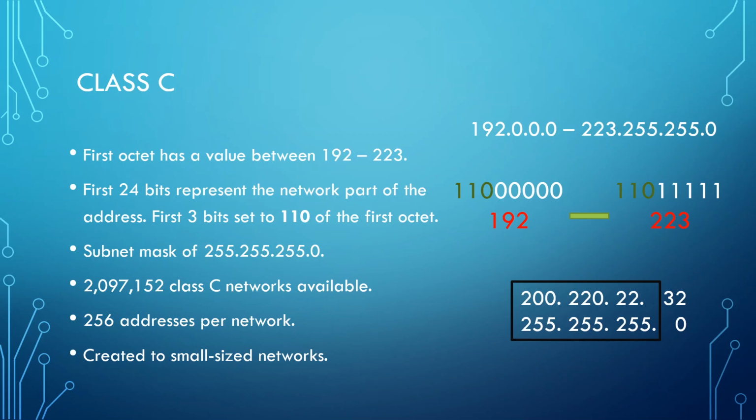And with Class C addresses, the first 3 bits of the first octet are set to 110. So no matter whether you go from 192 to 223, the first 3 bits always remain 110. The example on the bottom right of the screen shows a typical Class C IP address, 200.220.22.32. And as you can see, the subnet mask is set to 255.255.255.0. The first 3 octets of the IP address represent the network portion, and all devices within that network have to have the first 3 octets of 200.220.22.